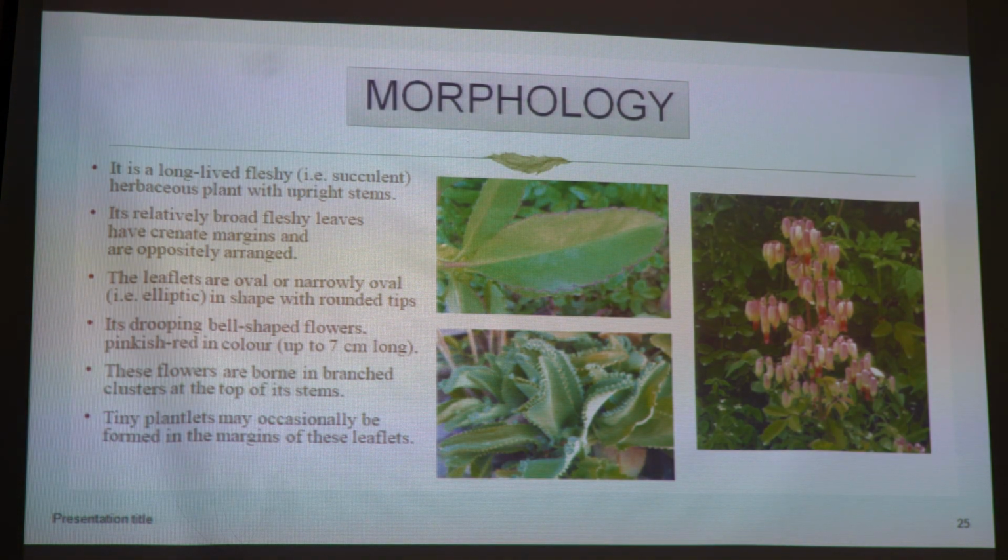It is a long-lived, fleshy, herbaceous plant with an upright stem. Its relatively broad, fleshy leaves have a crenate margin. You can see the margin of the leaves in the first image. Leaflets are oval, narrowly oval in shape with rounded tips. It has drooping bell-shaped flowers, pinkish and red in color. You can see the flowers in the third image. These flowers are borne in branch clusters at the top of its stems.